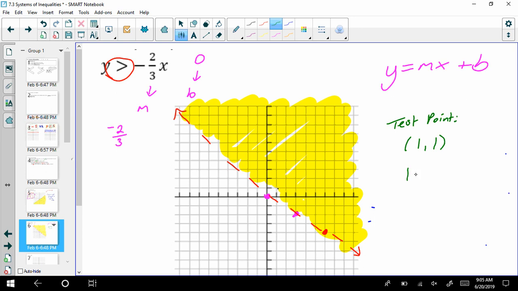So if I plug 1 in and simplify, I get 1 is greater than negative 2/3. Does that make sense? Yes. So what that means, 1 needs to be in the shaded region. It's an answer, and it is. Okay, if it causes it to come out true, it needs to be in the shaded region.